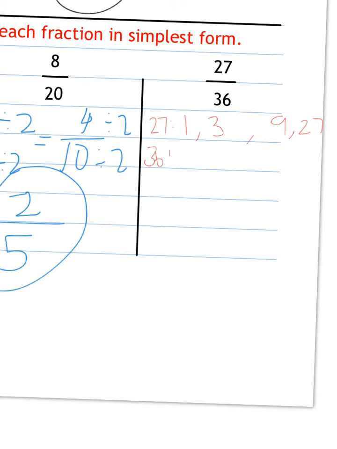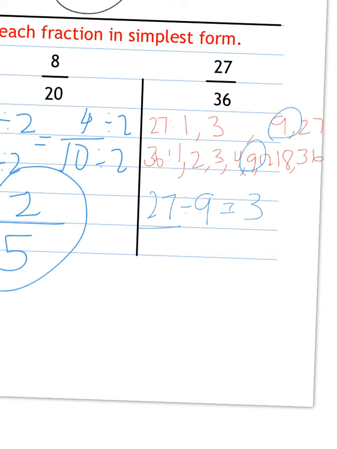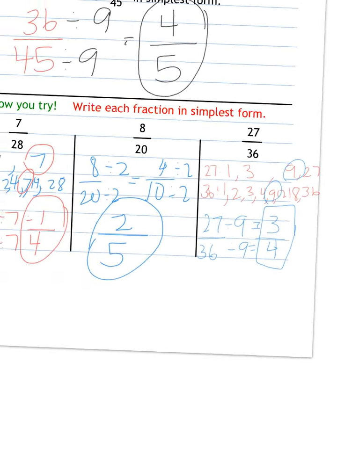For 36, we've got 1 and 36, 2 and 18, 3 and 12, 4 and 9. So we look, our greatest common factor is 9, so we divide both top and bottom by 9. Our fraction in simplest form is 3/4.